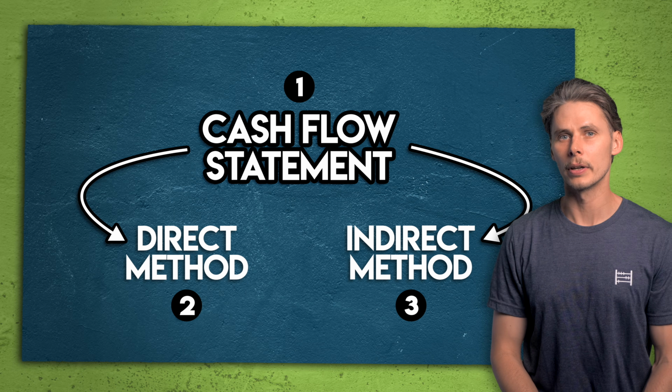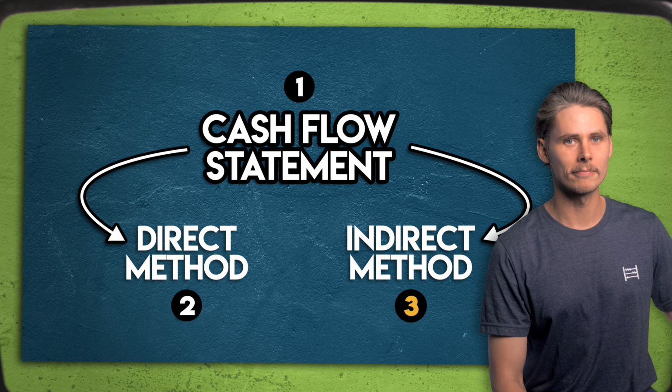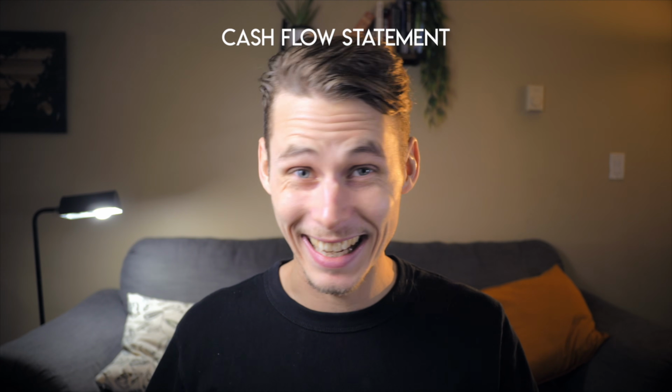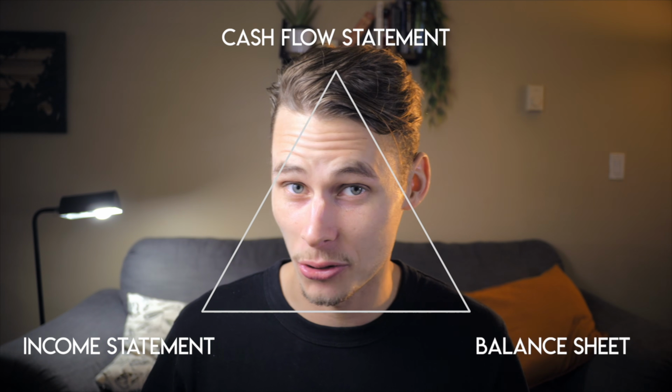This time we're going to build a cash flow statement using the indirect method. Let's do it. So what's the difference between the direct and indirect method anyway? The cash flow statement, along with the income statement and the balance sheet, make up the three major financial statements. We use the cash flow statement to summarize the movement of the cash balance in the balance sheet over a period of time, typically a quarter or a year.